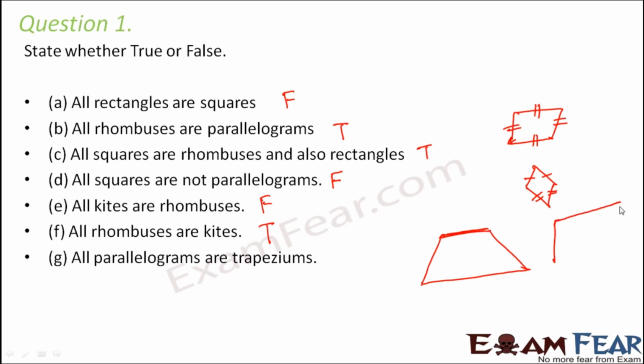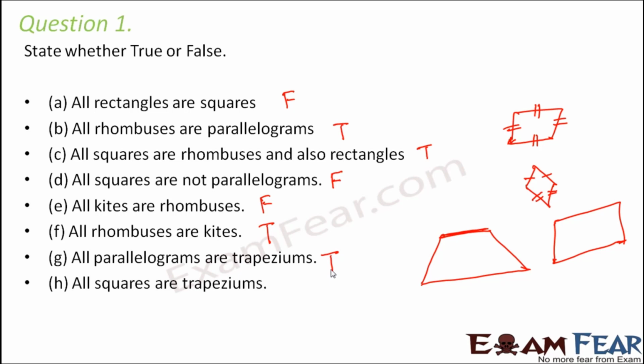Now what about a parallelogram? Does it have one pair of sides parallel? Of course it has. In fact, it has both pairs parallel. So we can say that all parallelograms are trapeziums. Yes. All squares are trapeziums.